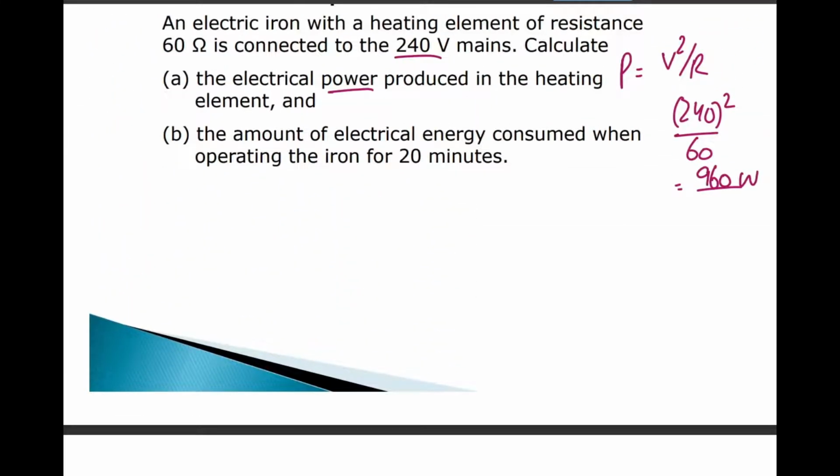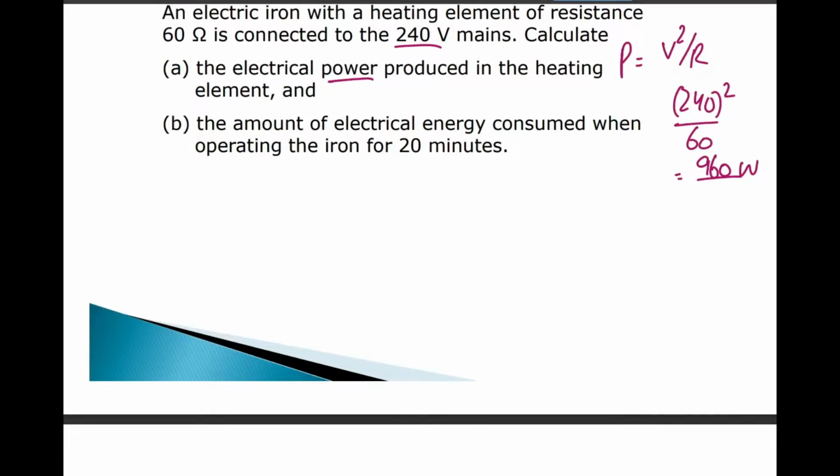Of course, it may be 957 or 956, it may be over that. We have not calculated it, but he's converting that into two significant figures. Right? Okay. And then he says, the amount of electrical energy consumed when operating the iron for 20 minutes.